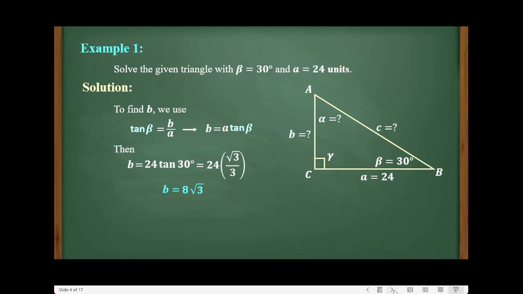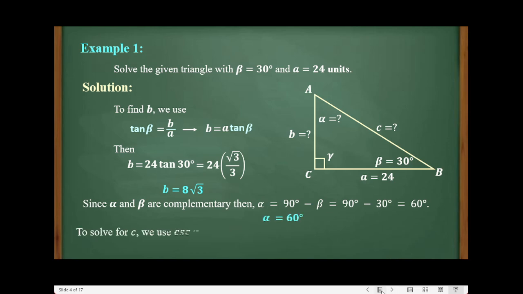Next, to get the other unknown parts, particularly the measure of angle alpha. So this is the solution. Since the two acute angles alpha and beta are complementary, then we can get the measure of angle alpha by subtracting the measure of angle beta from 90 degrees. And that will give us 90 minus 30 is equal to 60 degrees, which is now the measure of your angle alpha.